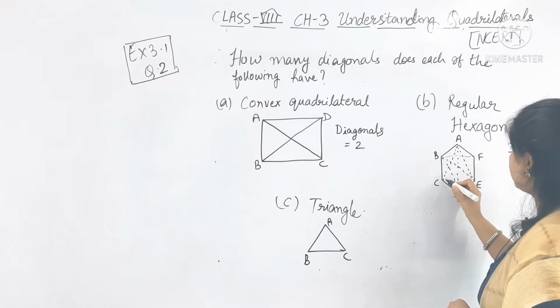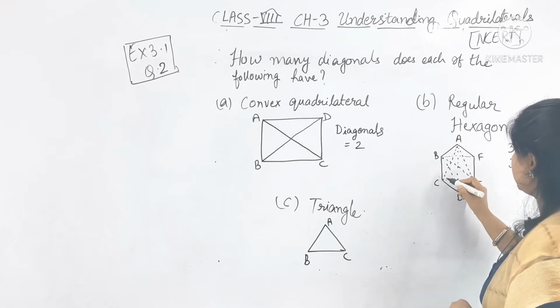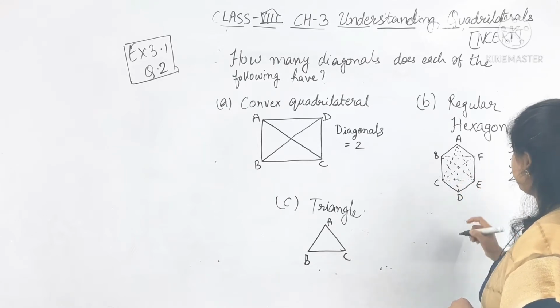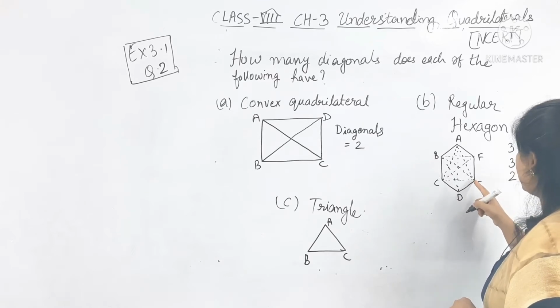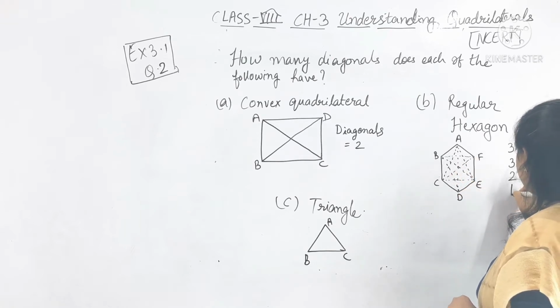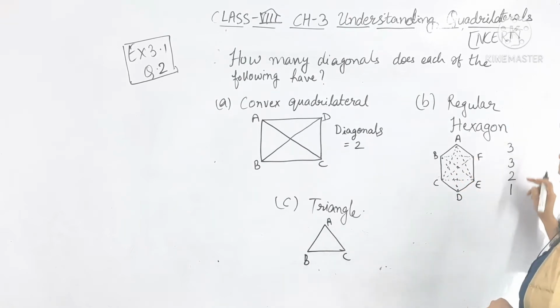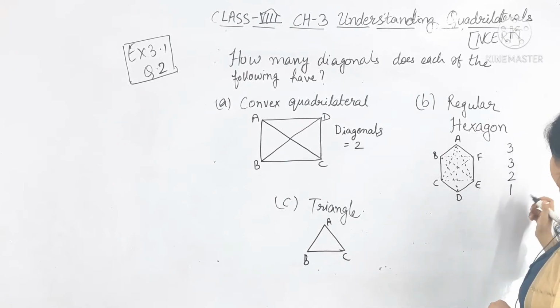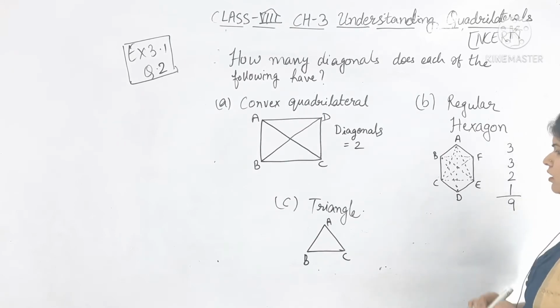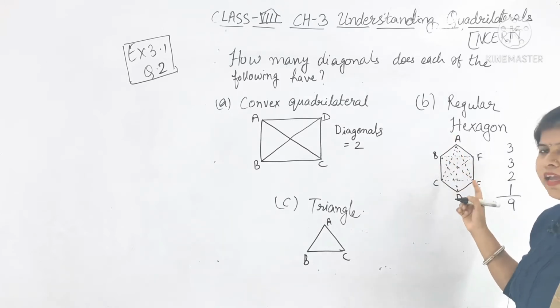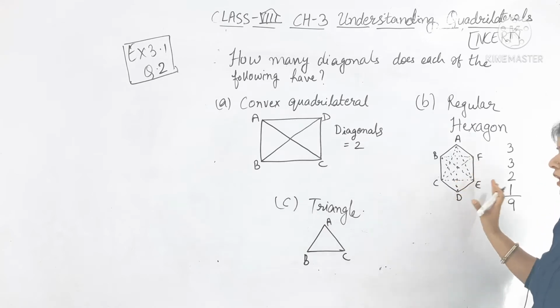A is already, so here CE and CF. Here 2 diagonal is there, and from D it is, from E also it is there. Okay, so one diagonal is here. So the total diagonals will be 3 plus 3 is 6, 7, 8 and 9. That is 9 diagonals will be there in a regular hexagon. Okay, you can try it at home also by drawing this.